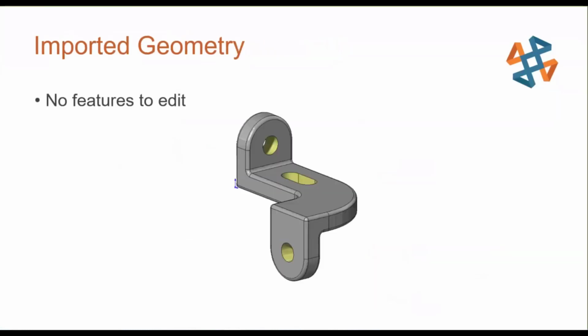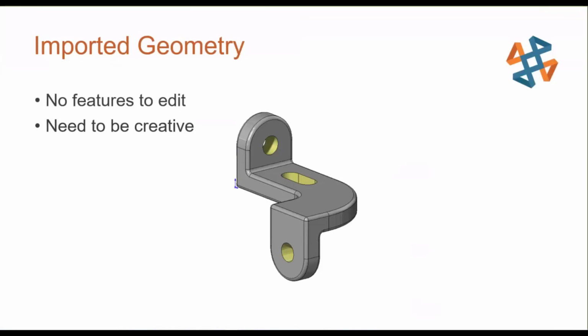Now, another example, imported geometry. As we all know, there's no features to edit. Now we can delete some faces and things of that nature, but if you really need to make some changes, it's not the easiest thing to do. So we need to get creative. And what does that really mean?